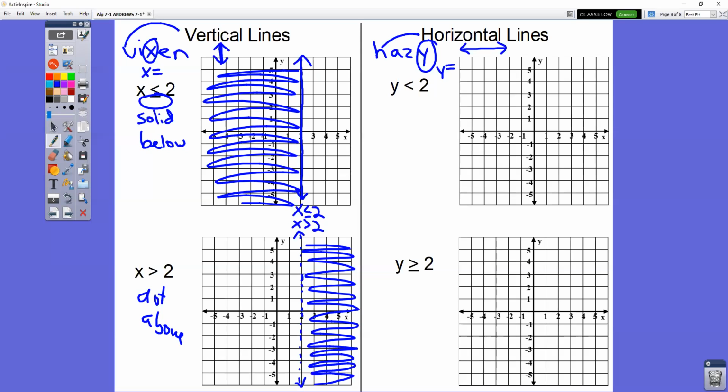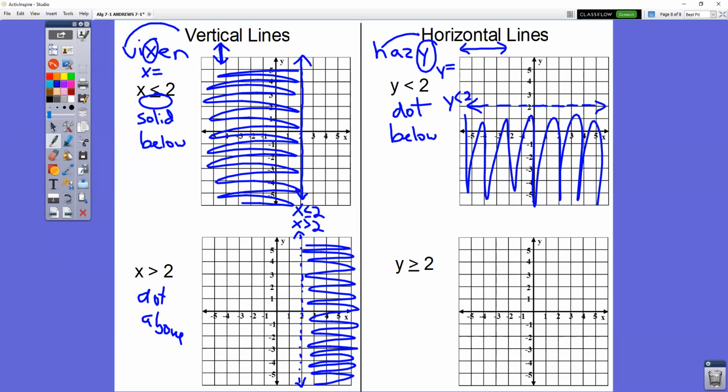When we take a look at horizontal lines, we have y is less than 2. Again, this is going to be a dotted line because you don't have the or equal to, and we're going to shade below it. So you're going to have a horizontal line at y equals 2. Here's y equals 2. We're going to have our dotted line here at y equals 2, and we are going to shade below it.